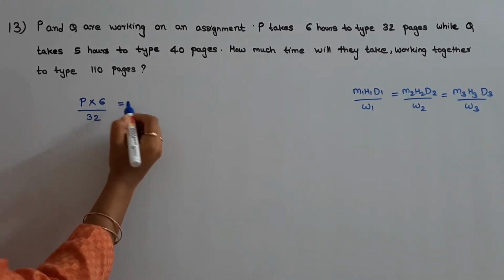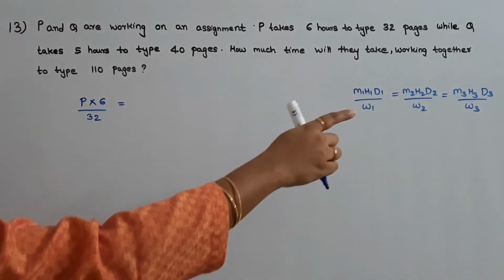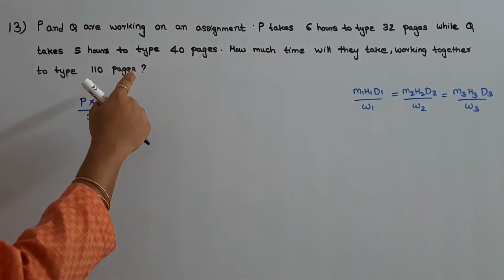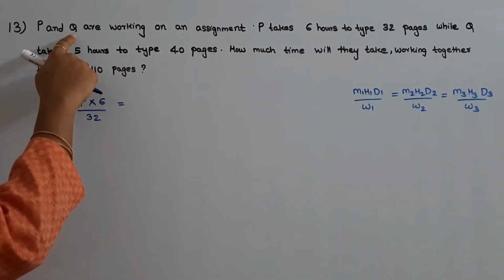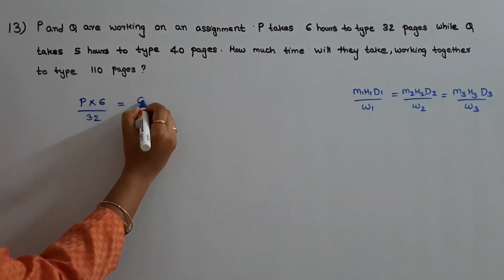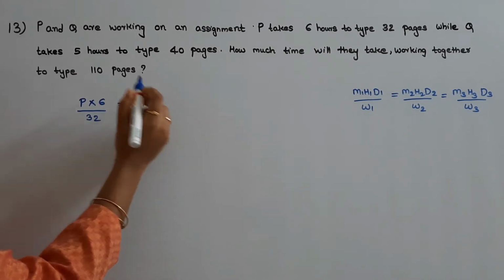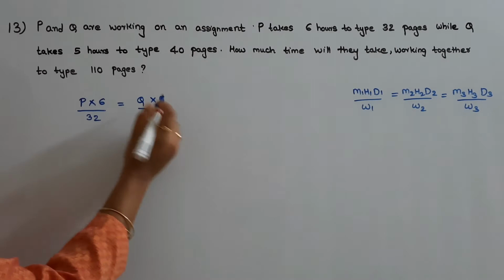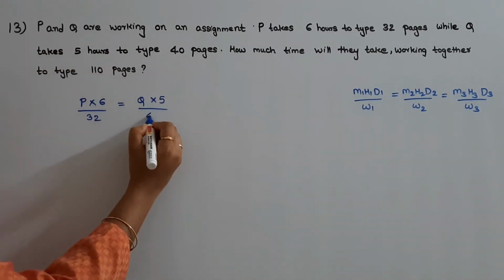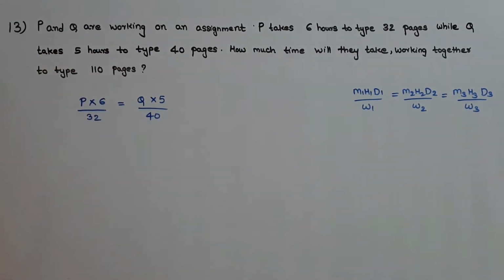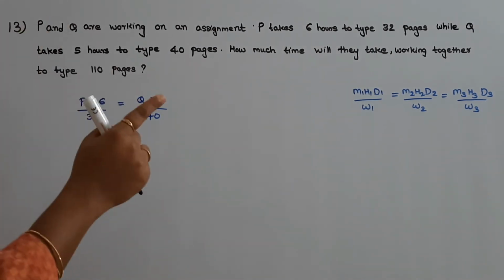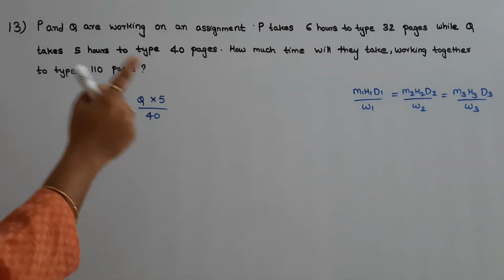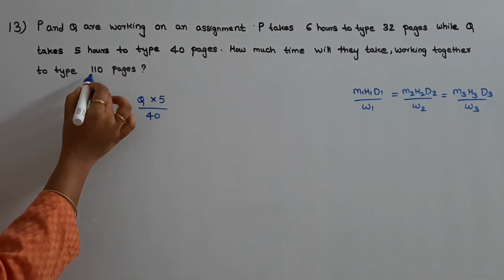We will equate it to M2 H2 D2 by W2. So in the second situation, the person is Q. Let us consider his efficiency is Q and the time taken by him is 5 hours and the work done by Q is 40 pages. Now they are asking us to find out the time taken when P and Q are working together, and that work is given as 110 pages.